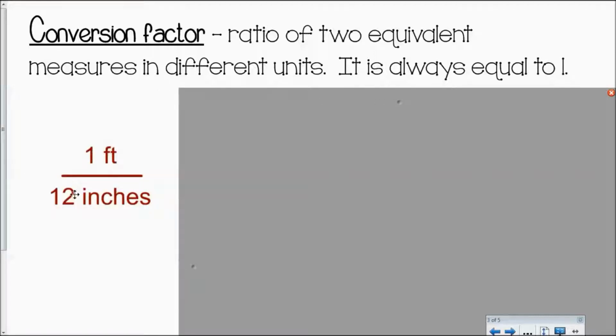1 foot compared to 12 inches. These are equivalent. 1 foot is the same length as 12 inches. It's in different units. This one's feet, this one is inches. If you divide those out, it's equal to 1. And what we do is we use this to convert between feet and inches.